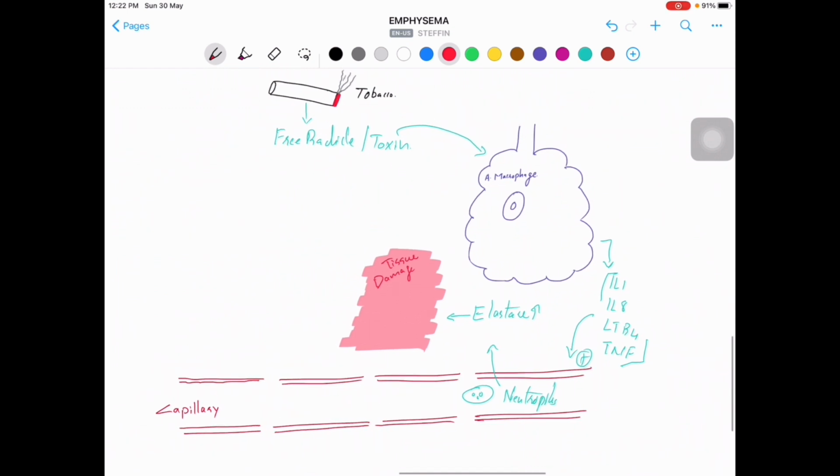Other than this, the free radicals can also inactivate the enzyme called alpha-1 antitrypsin, the antiprotease. As a result of inactivation, there is increased elastase, and elastase causes tissue damage.